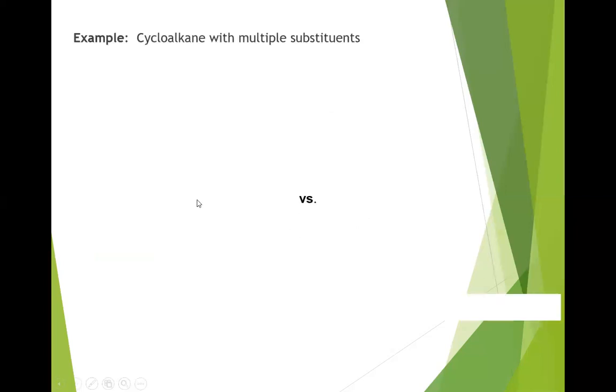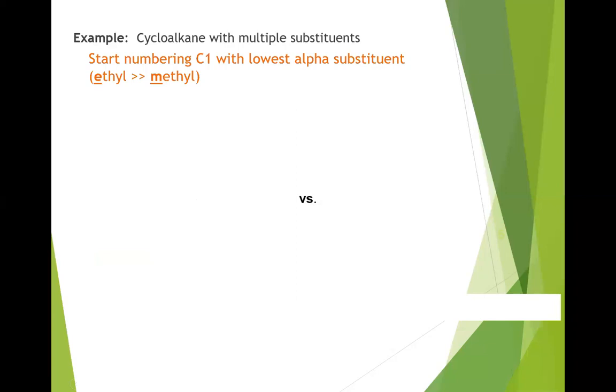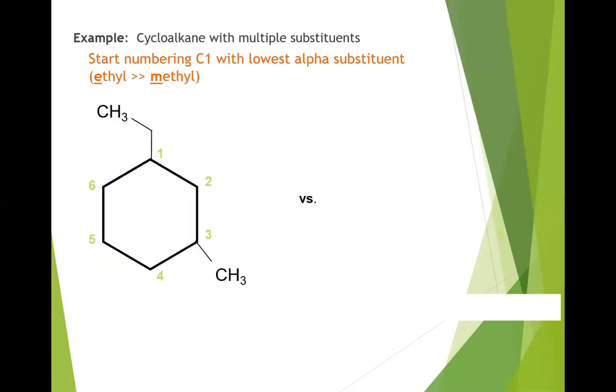Okay, so we need to have a difference between cycloalkane with multiple substituents. For instance, this is a compound. Let's look at this. It has a numbering system. We have number 1, number 2, number 3, number 4, number 5, number 6. This is hexane, right? But it has 2 substituents. It has an ethyl substituent here, and it has a methyl substituent here. I guess you can see the difference.